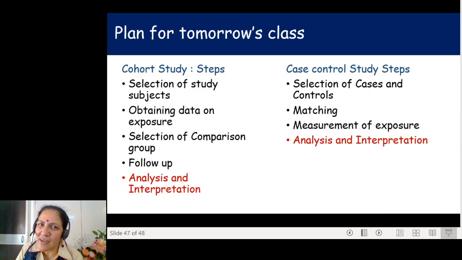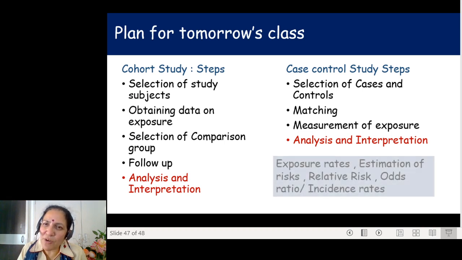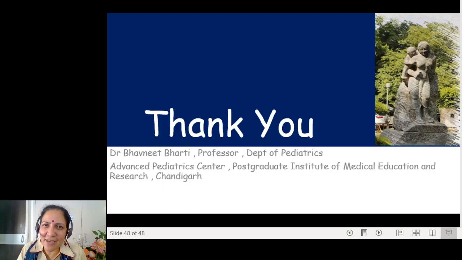For tomorrow's class, I will specifically focus on the analysis and interpretation. You must know the steps of cohort study, which are related to the selection of study subjects, obtaining data on exposure, selection of a comparison group, a follow-up, followed by analysis and interpretation. Whereas in case control study, the steps would be selection of cases and controls, matching, measurement of exposure, and analysis and interpretation. Both the analysis and interpretation I haven't covered today. So tomorrow I will be covering the exposure rates, the estimation of risks, relative risk, odds ratio, or the incidence rates.